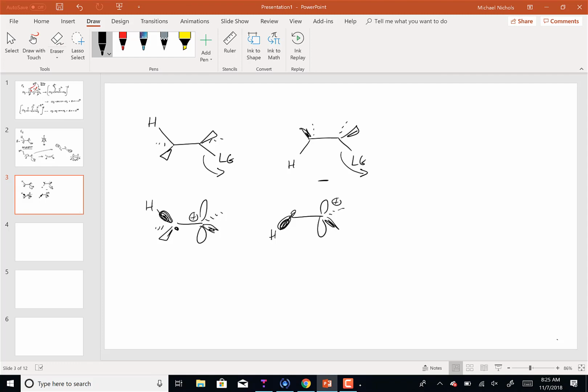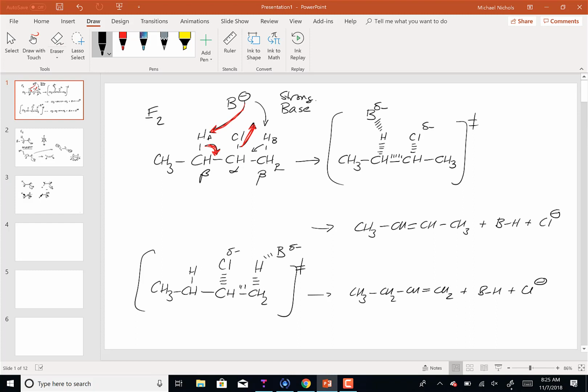So let me go back here. Let me go back to product A and B. So what did we do on Monday? When we did this reaction by E1, our next thing was, okay, what's the major product of this reaction? And if this was an E1 mechanism, what would be the major product?